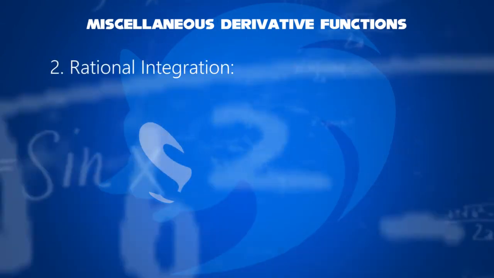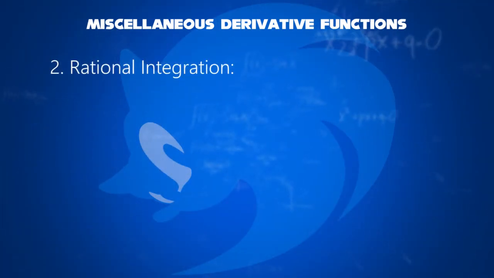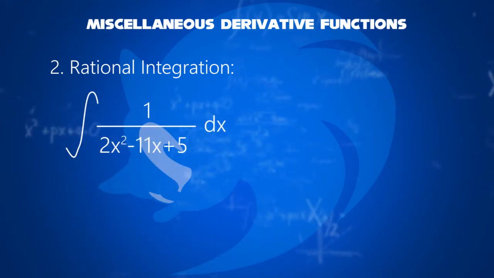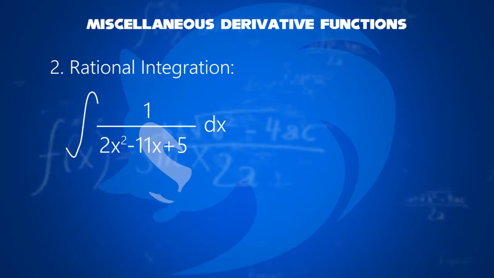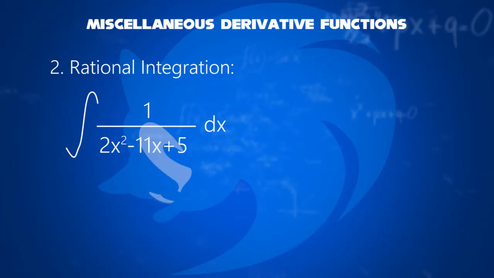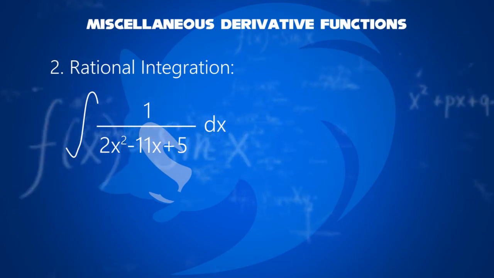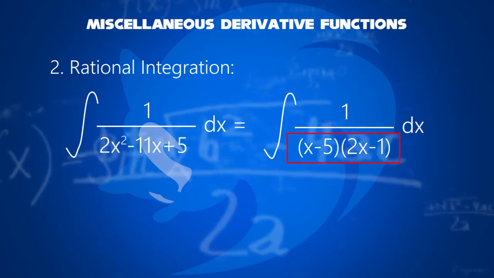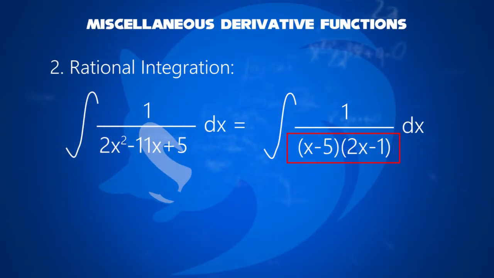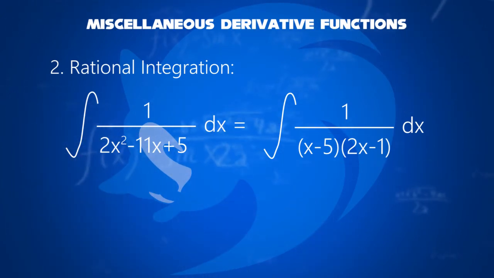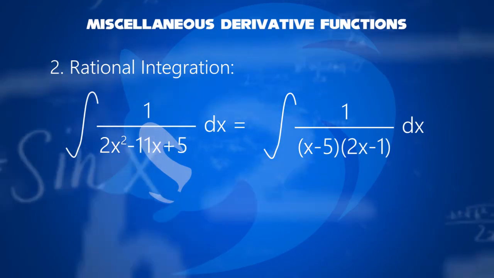Now, on the other hand, we will learn about the rational integration method. Suppose you have a quadratic polynomial on the denominator. Let's have 2x squared minus 11x plus 5 on the denominator. In the numerator, we keep 1. Once you start evaluating the integration, the denominator must first be simplified. We write it as x minus 5 times 2x minus 1, except at x equals 5 and 1 by 2, where the value is infinity.